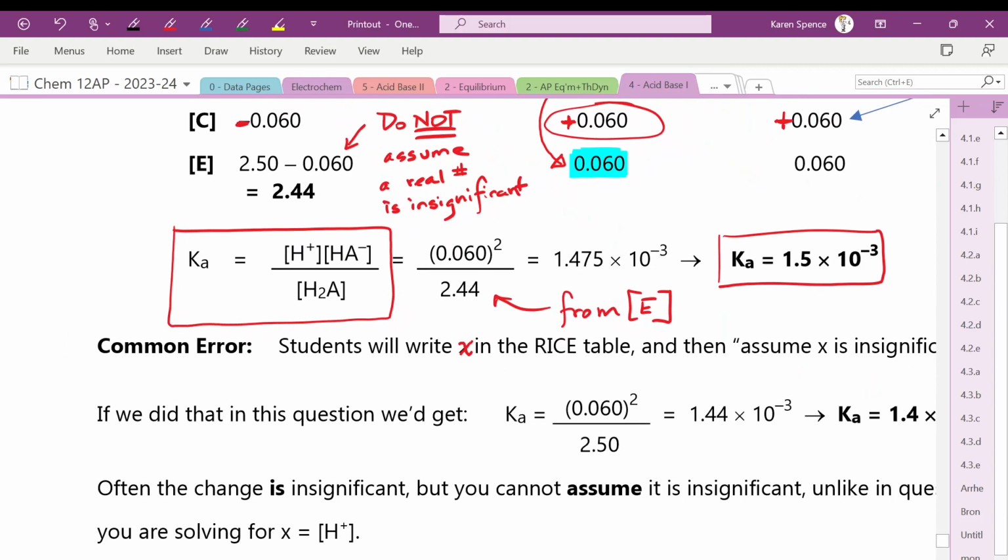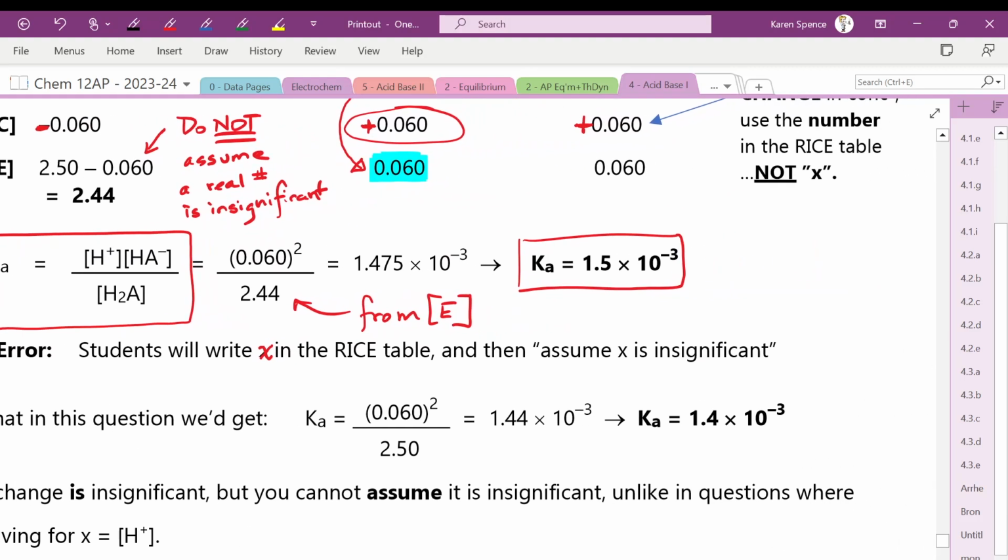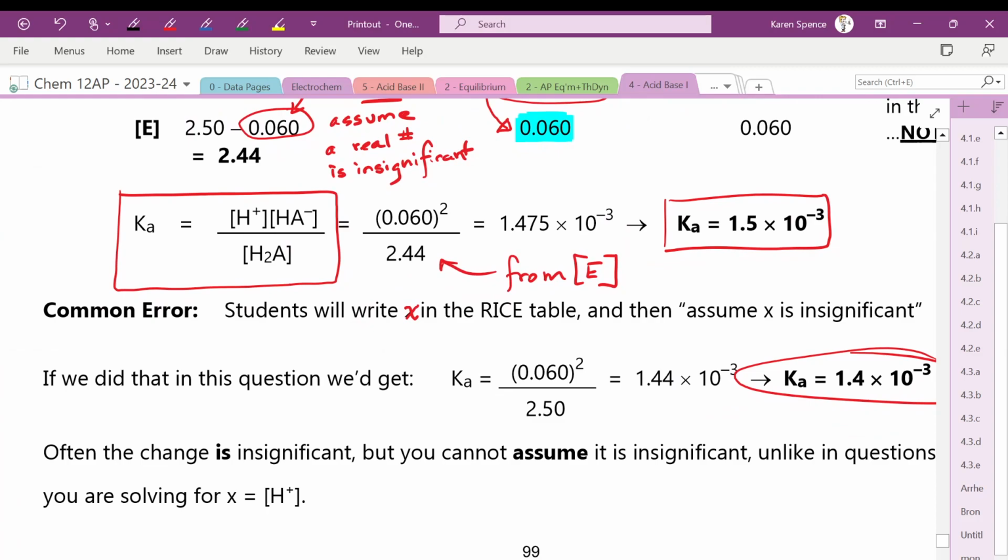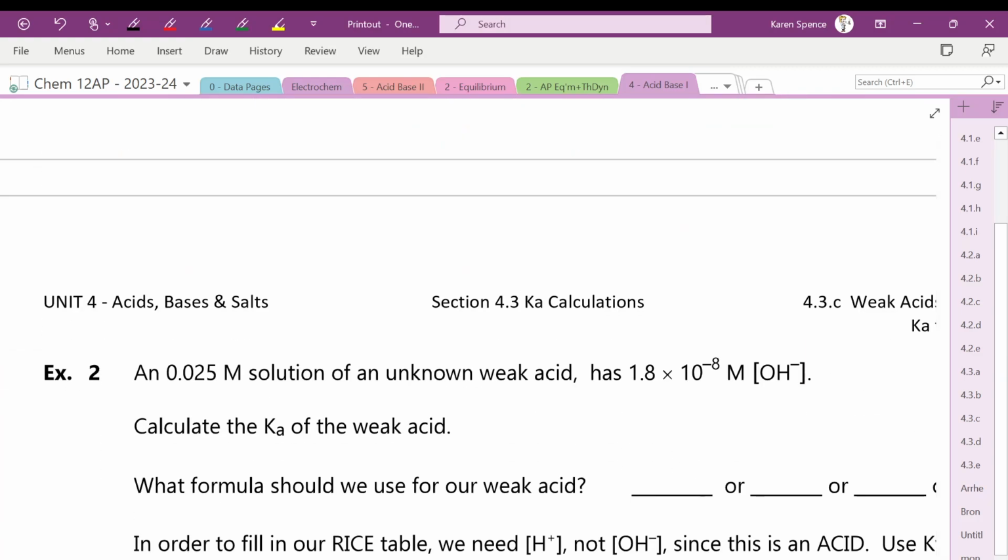Now, if you did make an assumption and you said, oh, let's assume that this number here, which is a real number, which we shouldn't make assumptions about, assume it was insignificant, then you would get a wrong value for the Ka. It would be out by a certain amount. Okay? So, that's it.